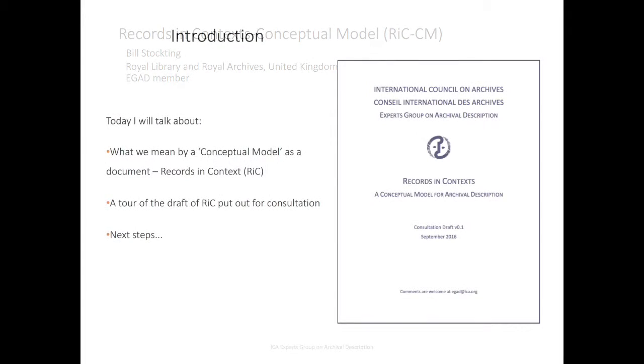Today, I'll start by discussing what we mean by a conceptual model, briefly. The main meat of my presentation then is to take us on a tour of the draft, a sketch perhaps. And I'll finish by very briefly setting out what happens next.